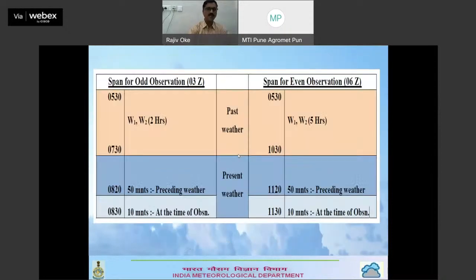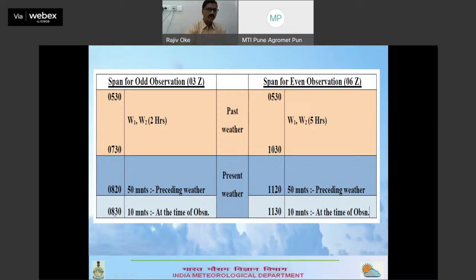So just a glance at this. With this, we are supposed to end this lecture. So what I mentioned is that past weather changes is here, only the frame of reference is this one. This is for odd observation, span of observation for odd, span of observation for even. So let us take for example odd observation.